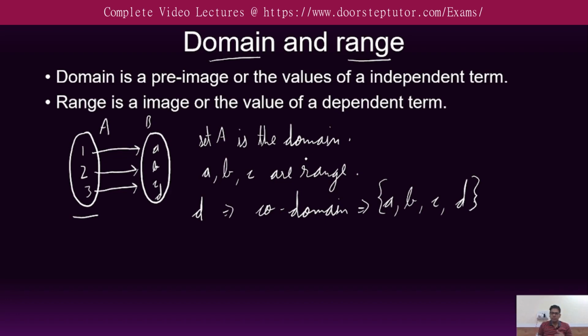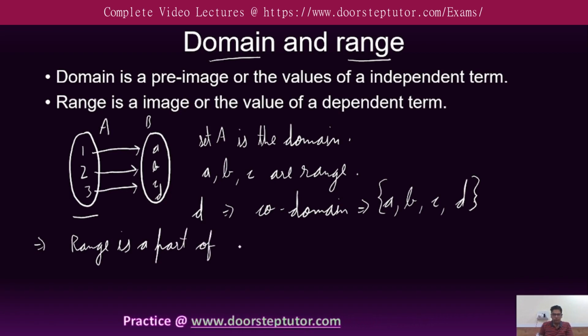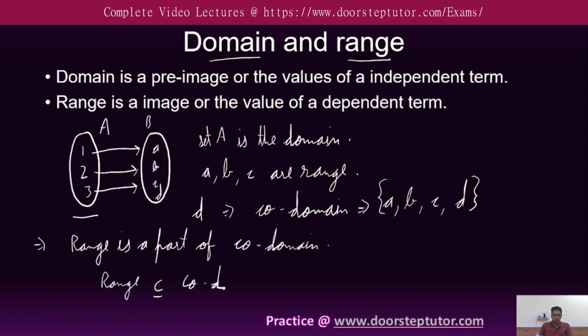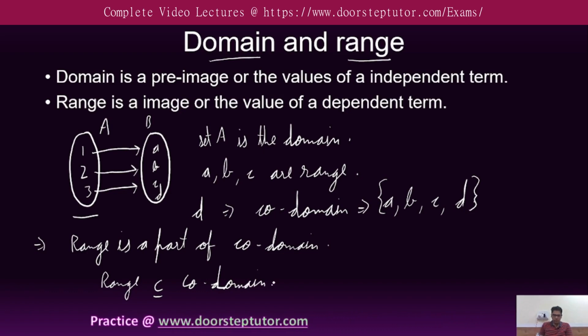So the domain is the pre-image, range is the image that we get from the pre-image, and codomain includes all the elements in the set B. We can say that range is a part of codomain, or range is a subset of codomain. Range is a subset of codomain.